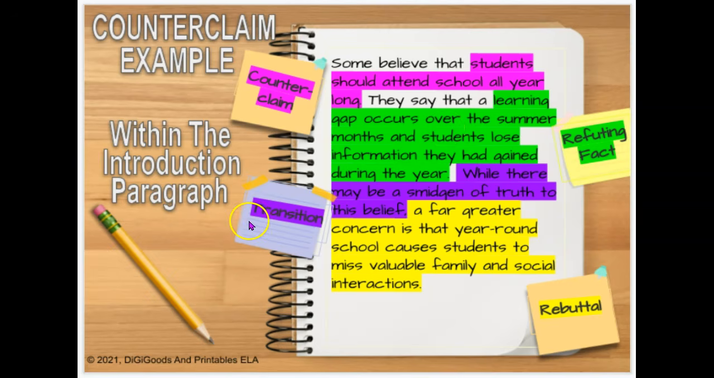And here's a transition. While there may be a smidgen of truth to this belief, and here comes the rebuttal in yellow, a far greater concern is that year-round school causes students to miss valuable family and social interactions. So as you can see in this example, the writer brings up the opponent's belief, tells what fact they are going to use to argue their belief, and then has a smooth transition into their rebuttal that tells why their belief is wrong or silly or inaccurate.